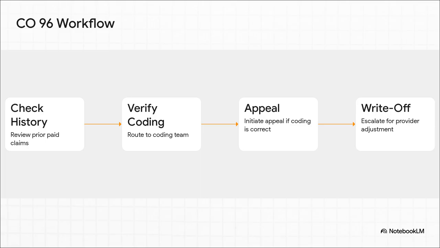Step 3, if the coding team comes back and says, nope, the codes are 100% correct, then you've got to initiate an appeal with medical records to fight that denial. And finally, Step 4, if the appeal fails, or if you find out it's a hard contractual exclusion, you escalate this for a provider write-off or adjustment. In this scenario, the provider takes the hit, not the patient.